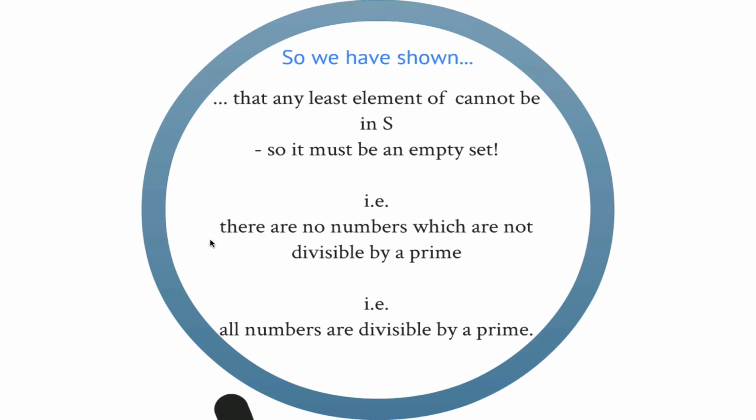So that means there are no natural numbers greater than 1 which are not divisible by a prime, i.e. all natural numbers greater than 1 are divisible by a prime, and as such, we have proved the theorem.